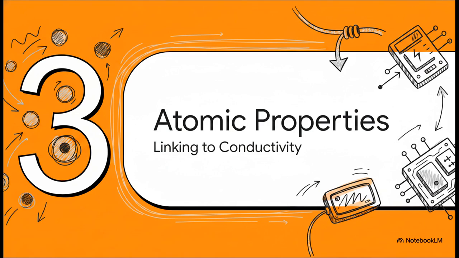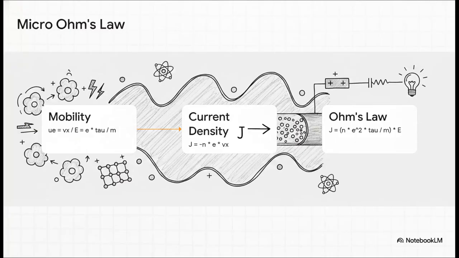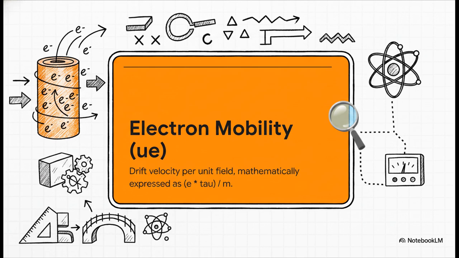Connecting the dots. We need to link these microscopic electron movements back to the macroscopic material properties we can actually measure in the lab. By substituting our drift velocity, we mathematically prove that current density, J, is fundamentally tied to the number of electrons, their charge, and our new friend, relaxation time. What you are looking at right here is simply the microscopic formulation of Ohm's law. Isn't that elegant? And that leads us to electron mobility.